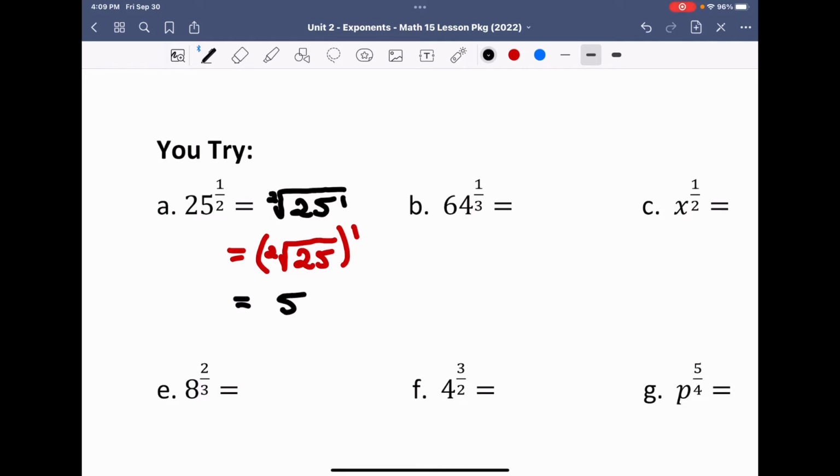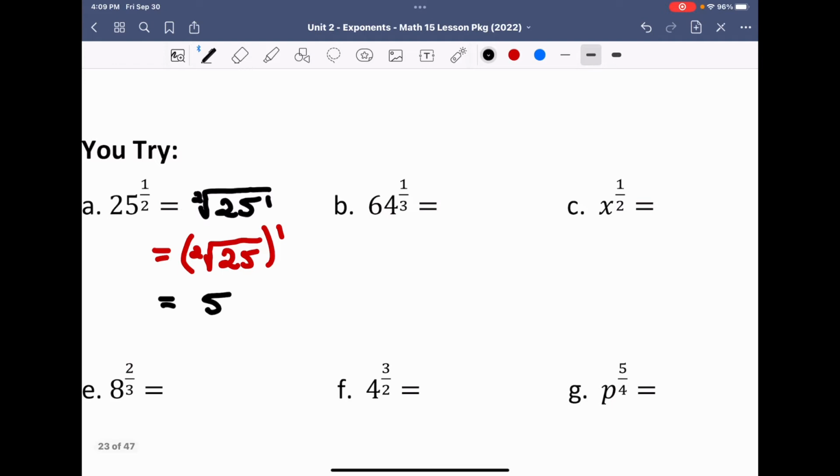All right, we look at our second example here. Remember, I want you to always start with the radical symbol and whatever the base value is. Now we want to assign our denominator as the index on the outside and our power as the power or the exponent on the base number. This can also be written as the cube root of 64 to the first power. Well, the cube root of 64, that's going to be equal to 4.